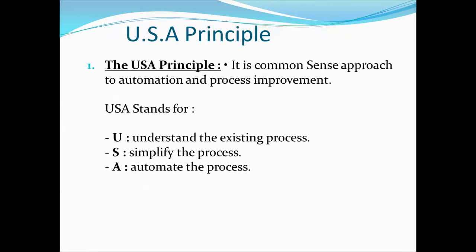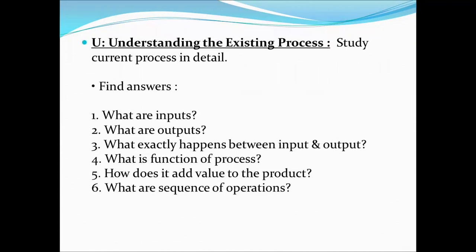The USA principle stands for: U means understand the existing process, S stands for simplify the process, and A means automate the process. So this is basically a common sense approach to automation and process improvement. In the first step, we understand the existing process, and we use the USA approach to understand the current process in all of its detail.